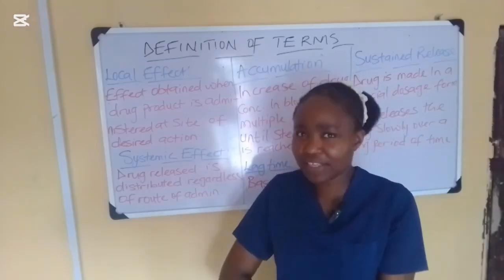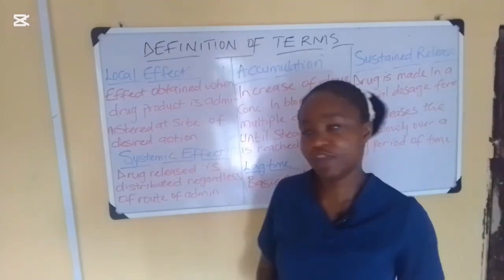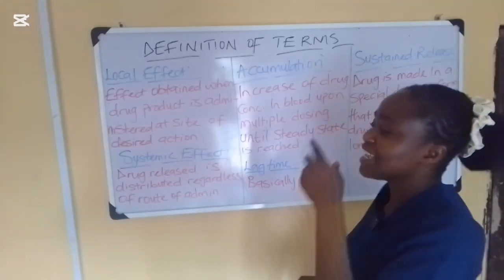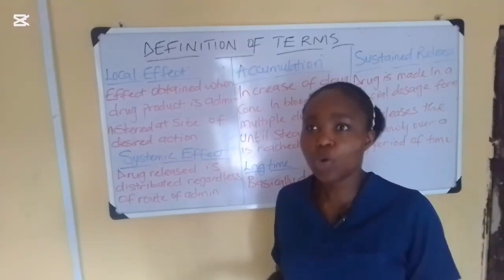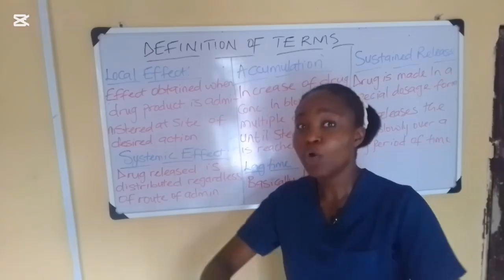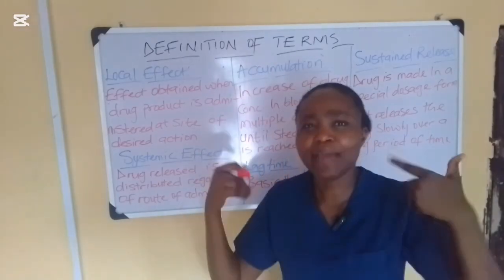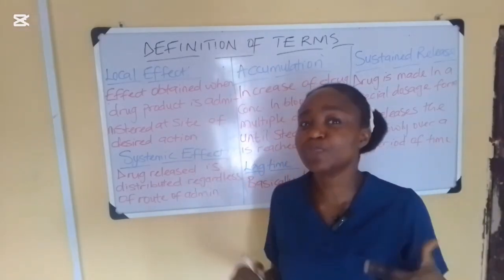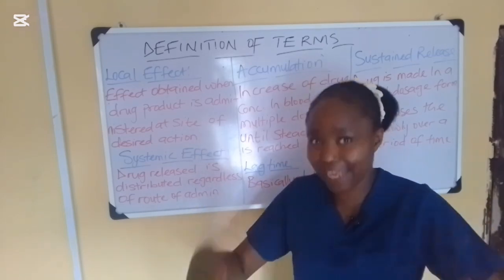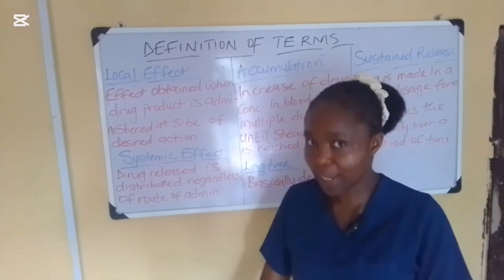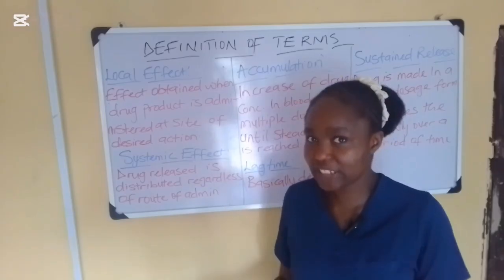Now, in this kind of case, we are looking for a local effect because the drug is administered at the site where we need the desired action. So I'm having itch on my arms or I'm having itch all over my body and I apply them all over my body. I'm expecting a local effect because that is the site of action and that is exactly where I am applying this medication or taking this medication.